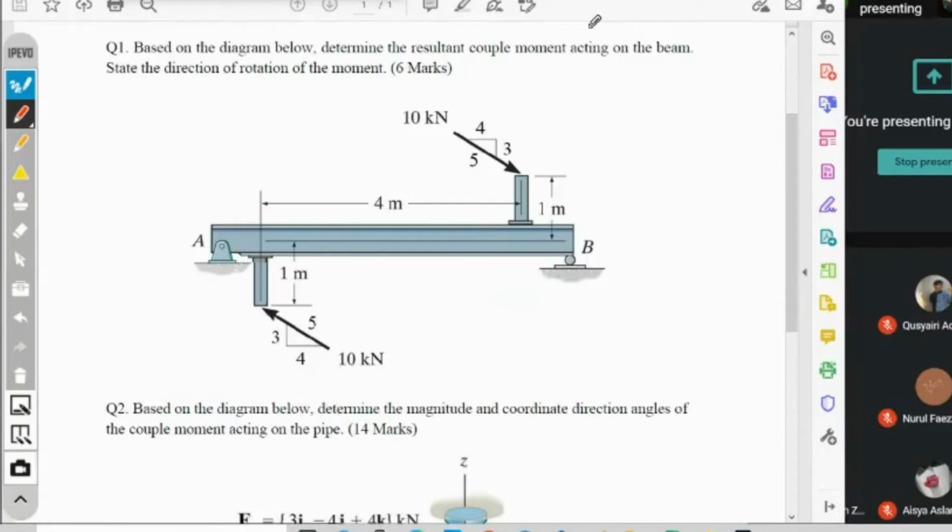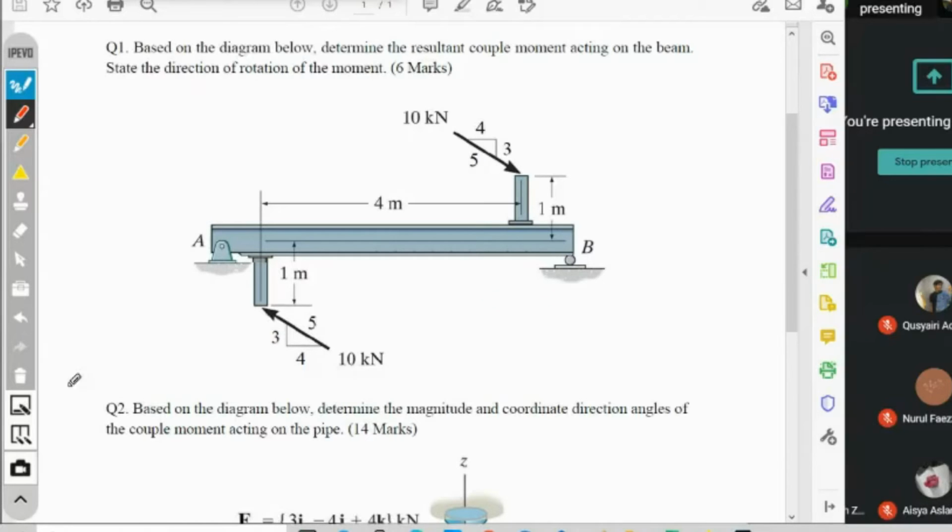And fortunately for you, it does not include the simplification, because the same diagram can also ask about simplification of force and couple moment system. So fortunately, for the midterm we do not go until that point, so there is less confusion perhaps for some students. Anyway, going back to this question, by reading the question you know that this is about couple moment.